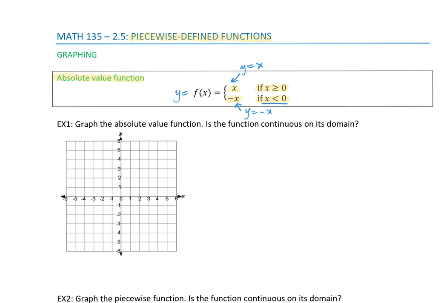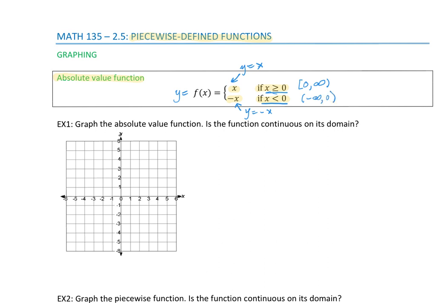Something else to remember is that these inequalities are actually intervals. If we look at x greater than or equal to 0, that would be 0 with a bracket. We include it because it's greater than or equal to. And then it would be all the x's larger than, so that would be to infinity. And when x is less than 0, that would be the interval from negative infinity to 0.